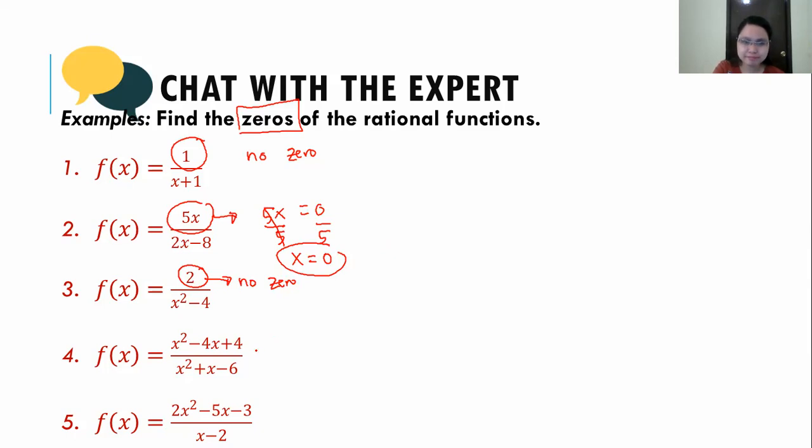The next one, this can be factored out. The numerator is x minus 2 times x minus 2. For the denominator, we have x plus 3 times x minus 2. So here, x minus 2 is common, so we cancel them out. It means that 2 is a hole. So what's our zero? What's remaining?